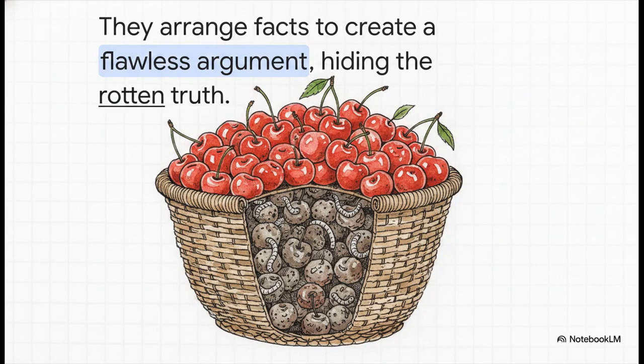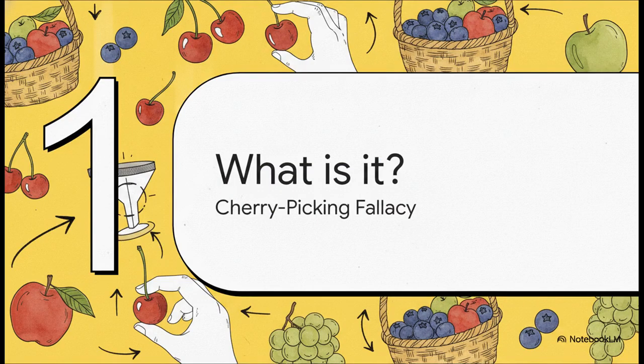Well, that sneaky fruit seller? They're doing the exact same thing that manipulative debaters, marketers, and politicians do with information every single day. They take their facts, their data, and their quotes, and they arrange them to create this completely flawless, perfect argument on the surface. But just beneath that glossy top layer, they are deliberately hiding the rotten, contradictory truth. It looks beautiful, but it's an entirely engineered reality. Which brings us to our first main question.